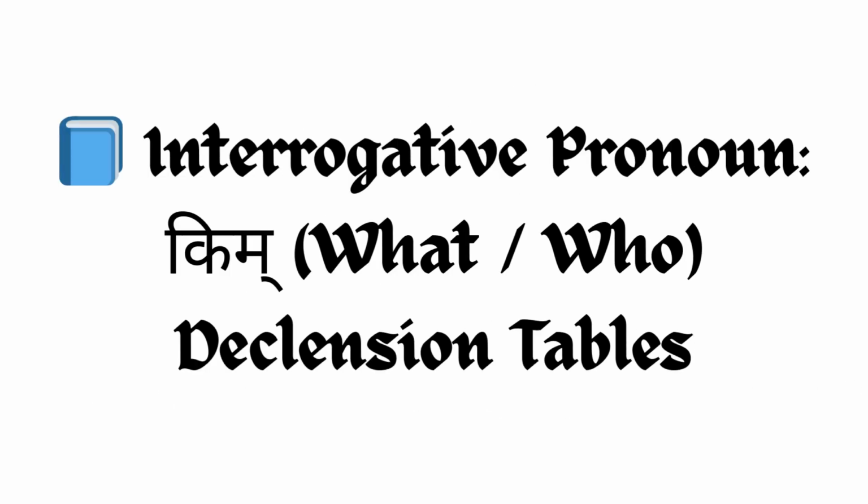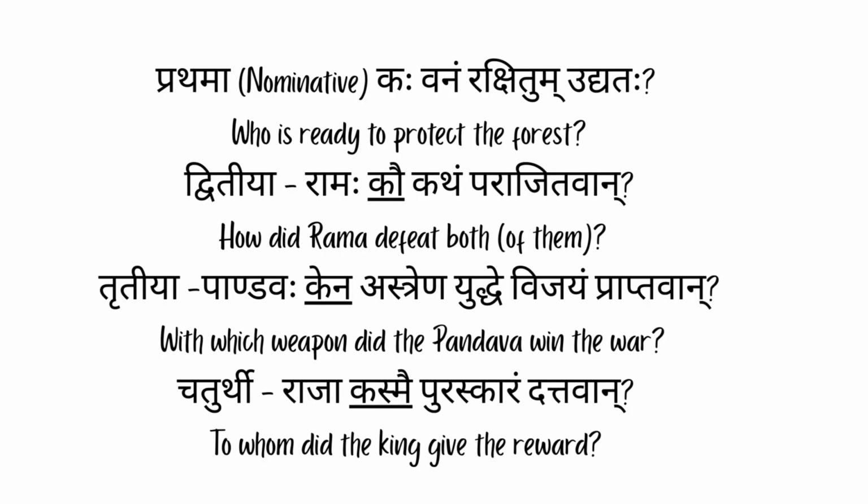Next we are seeing those question words which are from the tables. So first Pullingam. Kaha vanam rakshitum udyataha. Dvitiya vibhakti: Ramaha kau katham parajitavan, where the answer will be in Dvitiya vibhakti. When Kaha is the question, the answer will be in Prathama vibhakti. And when the answer is in Tritiya vibhakti, we have to use Kena. Pandavaha Kena Astrena Yuddhe Vijayam Praptavan.